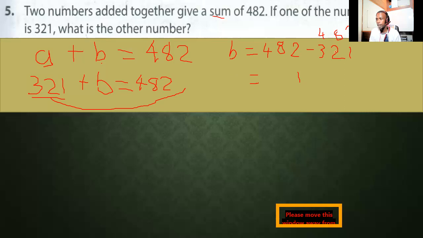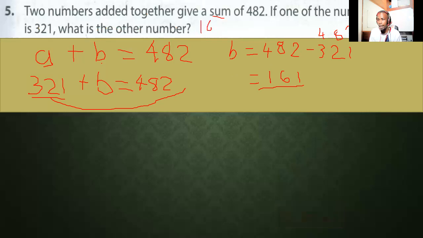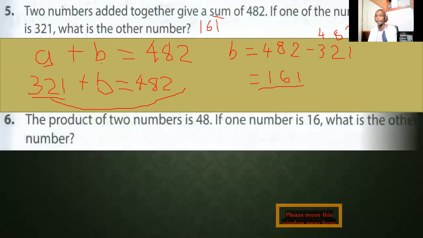Then 8 minus 2, it's 6. Then 4 minus 3, 1. Good. So the other number is 161. Perfect. Let's go to the next one quickly.